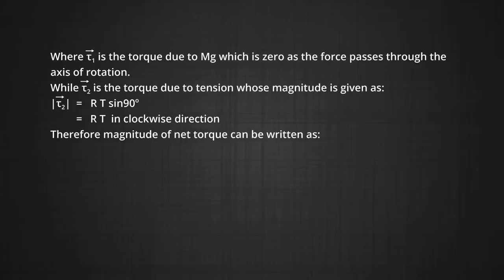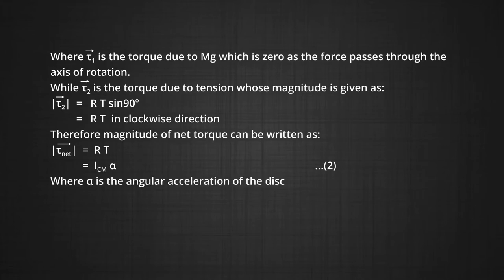Angle is taken 90 degrees as the angle between the radius vector and the tension is 90 degrees. Therefore, the magnitude of net torque can be written as net torque is equal to rT. It can be further written as ICM into alpha, which gives us equation number 2. Here alpha is the angular acceleration of the disk about the axis which is passing through its center of mass, and ICM is the moment of inertia of the disk about the axis which is passing through its center of mass.